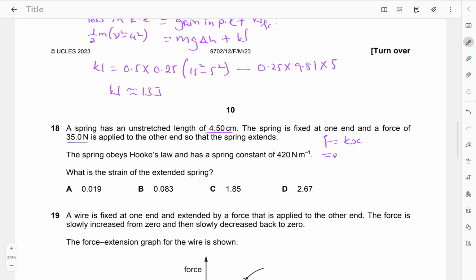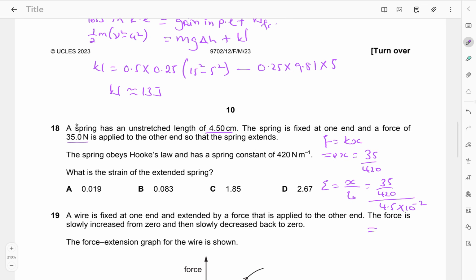So it implies that the extension is going to be F, which is 35, over the constant, which is 420. That is the extension. So we want to find the strain of the extended spring. Remember, strain is equal to extension over original length. So the extension is 35 over 420, then divide by the original length, which is 4.5, but it was in centimeters. So I'll simply say times 10 to the power negative 2.